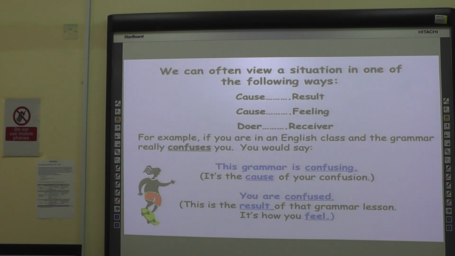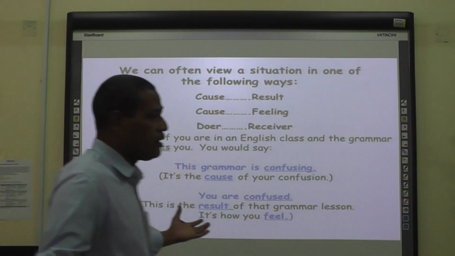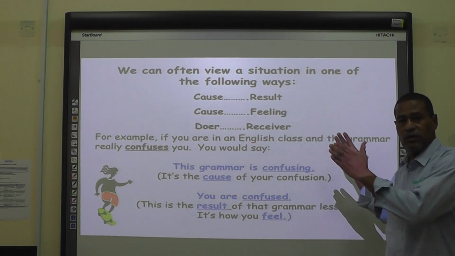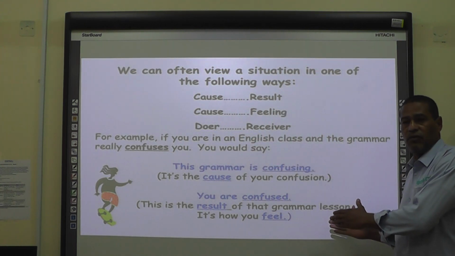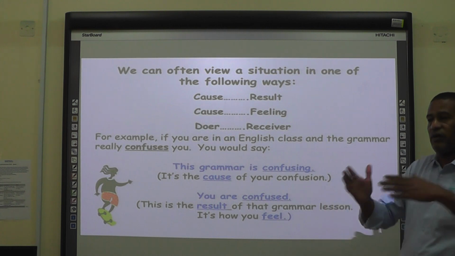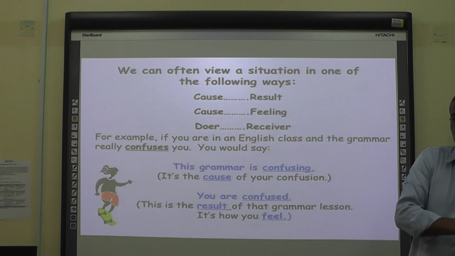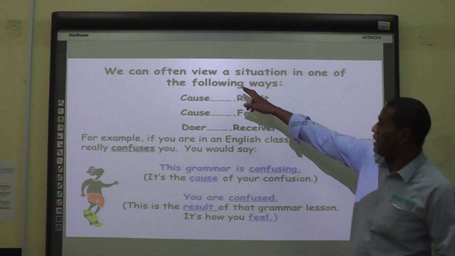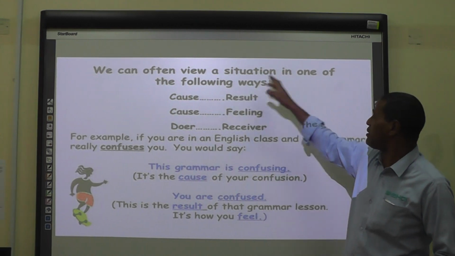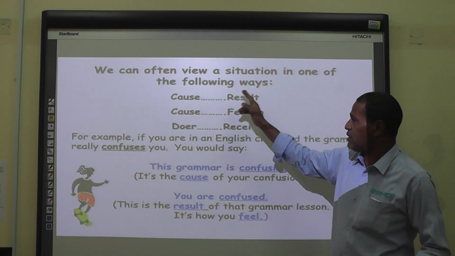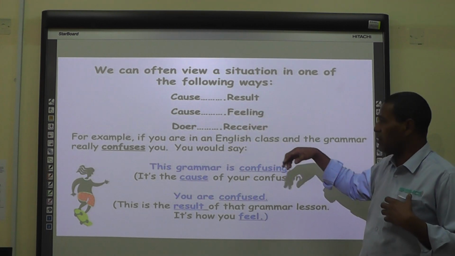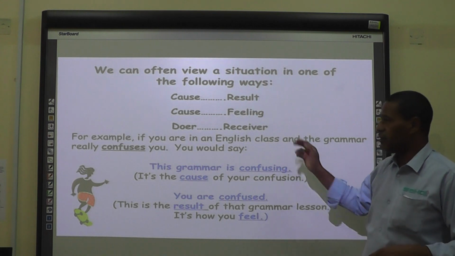We can often view a situation in one of the following ways. Usually, there is a situation in which we either use a verb plus ed as an adjective, and another situation where we use a verb plus ing as an adjective. And situations are always viewed like this: either a cause and result, a cause and feeling, or a doer and receiver.